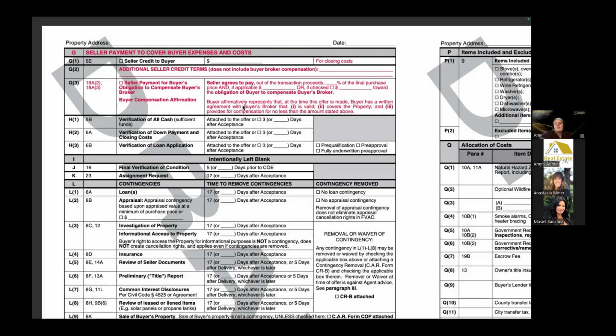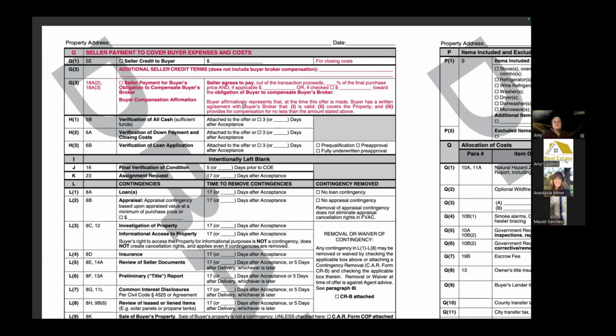Okay. I have a question. Yes. So say you put 2.5% there, and then the seller comes back with no, we're only going to do 2%. What do you do in that instance?